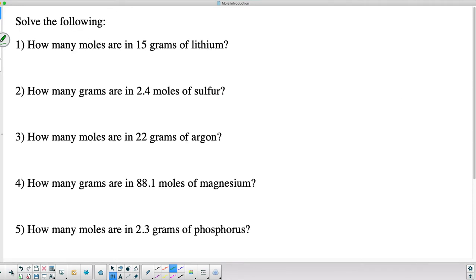Let me show you some examples of that right now. So how many moles are in 15 grams of lithium? This is a great question. Well, first thing I do is start off with 15 grams of lithium, like this. I put it over 1 to make a fraction out of it. Now, I'm either going to put 1 mole on top or 1 mole on the bottom.